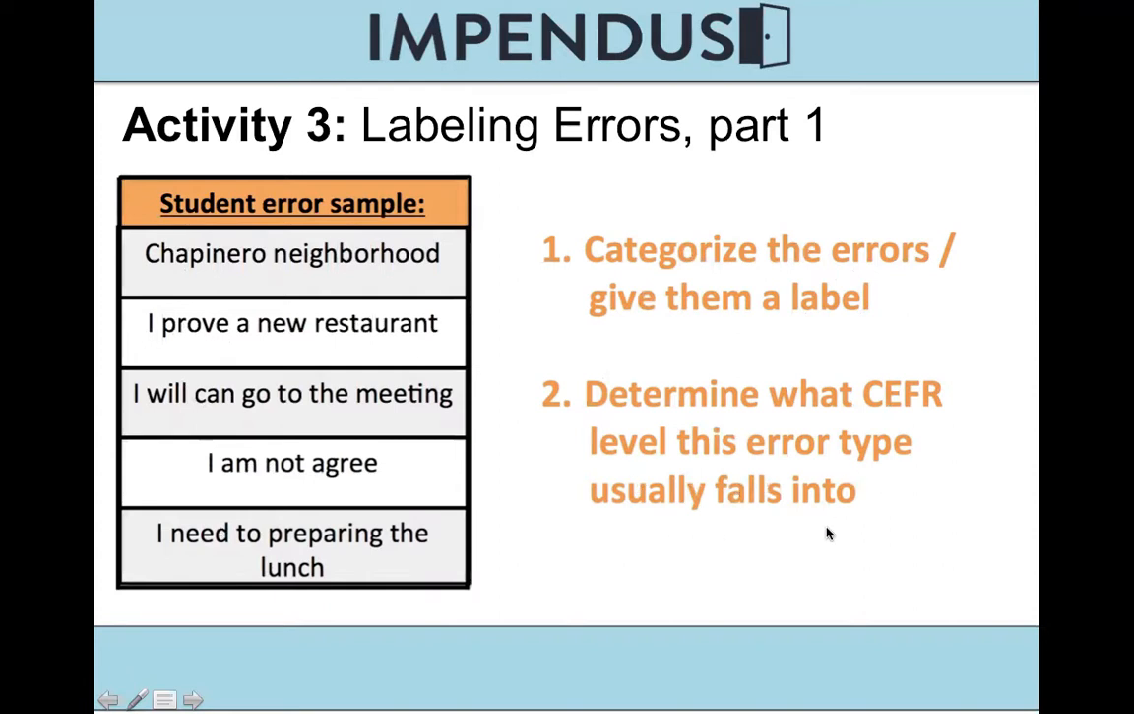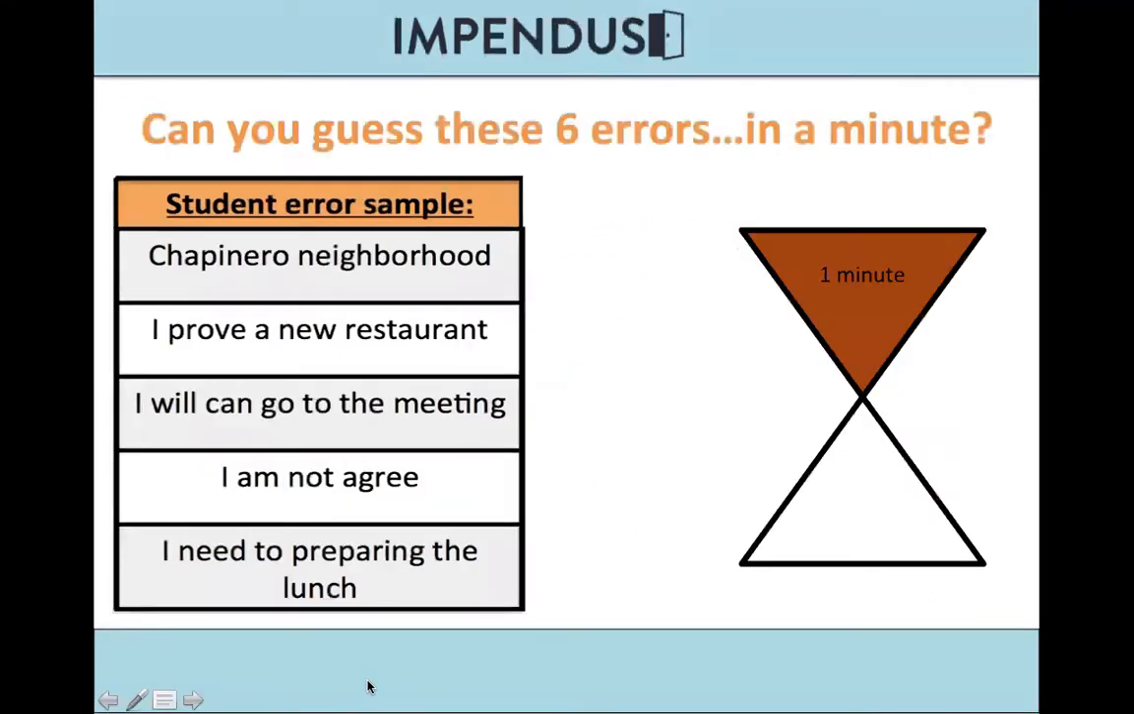Don't worry if you don't get it right, and don't worry if you have to reference the previous indicators on the CEFR accuracy chart. That's okay. This is just meant to spur some thought, test what you've learned so far, and see how quickly or easily the answers come to you, as well as if you need to learn a little bit more about what to call the different grammar terms. Okay, so can you guess these 6 errors in a minute? Your minute begins now.